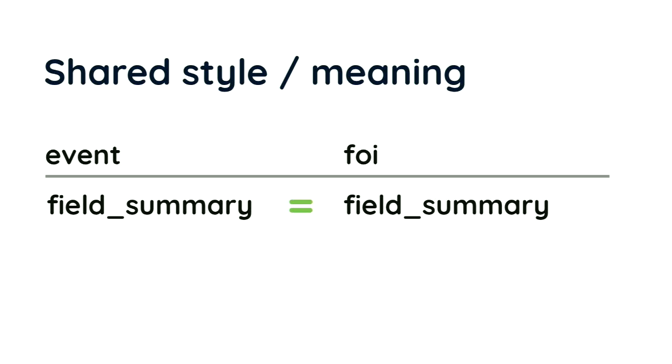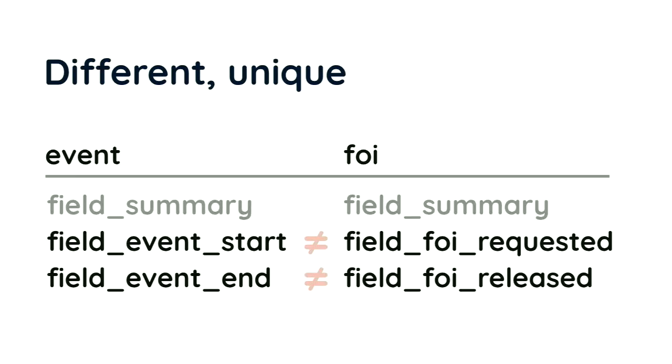So in this case, all the designs have a summary, and most of the content types have a summary. We're going to try and share summary because we want it to be styled the same way all the time. Whereas the event has a start and end date, and then FOI has a requested date and a release date. So in theory, they're both just two dates, right? But sharing those fields would be semantically not right. They don't mean the same thing. So just because you can share those date fields doesn't mean you should in this case.